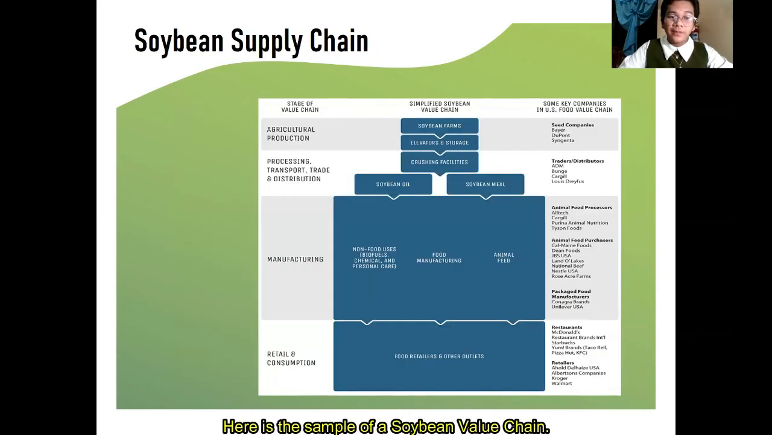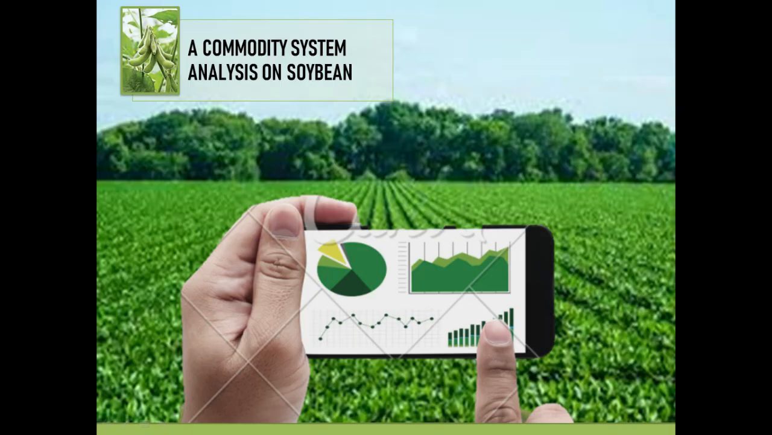Now we have the soybean supply chain. The soybean supply chain is complex and includes many sectors. However, a small group of big companies control large volumes of production at key points in the supply chain. And there you have it.